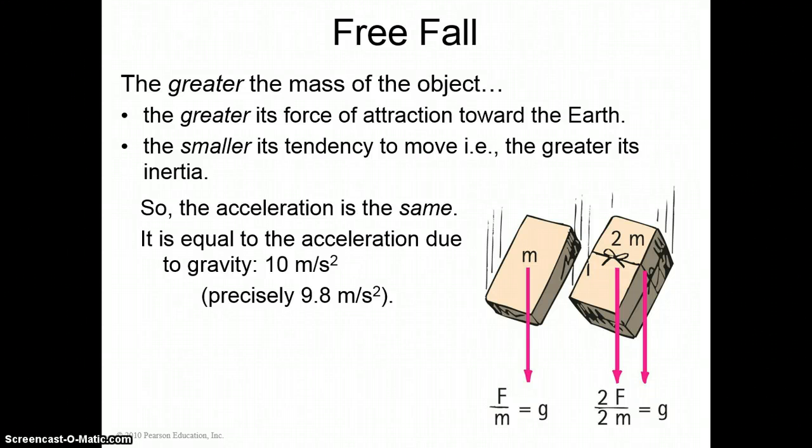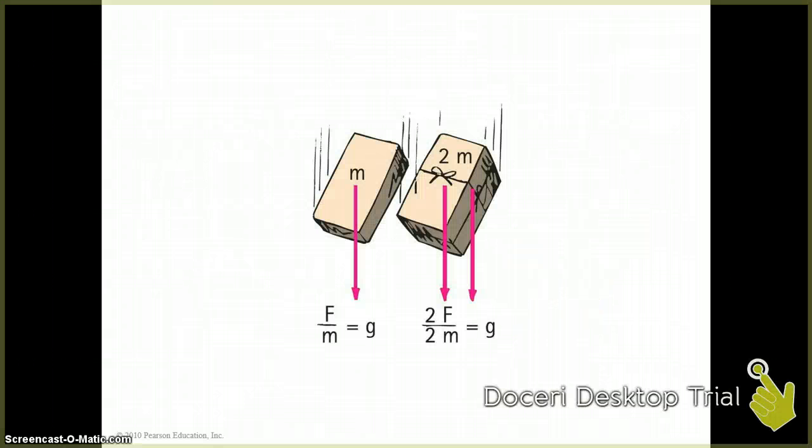The greater the mass of the object, true, the greater its force of attraction towards the Earth. But the greater the mass of the object, the smaller its tendency to move, the greater its inertia, the lazier the object is. So you increase the mass of the object, and yes, you increase its weight, and you would think that by increasing its weight you would increase its acceleration. But the greater the mass of the object, the greater its inertia, and therefore its tendency to move is reduced. The effects cancel each other out, and the acceleration remains the same.